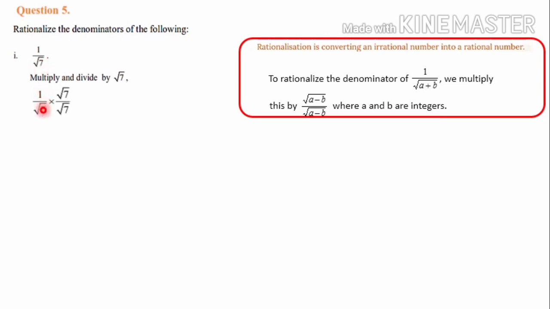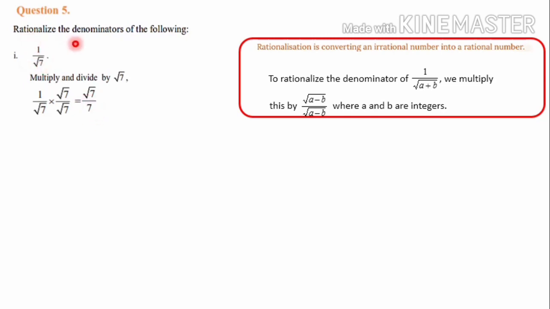That is 1 by root 7 into root 7, we are multiplying the same term in the numerator and the denominator. Now 1 into root 7 is root 7, divided by root 7 into root 7. Root 7 into root 7 is 7. Now the denominator, when you check, is only 7. So 7 is a rational number. Before it was an irrational number, now it became rational.